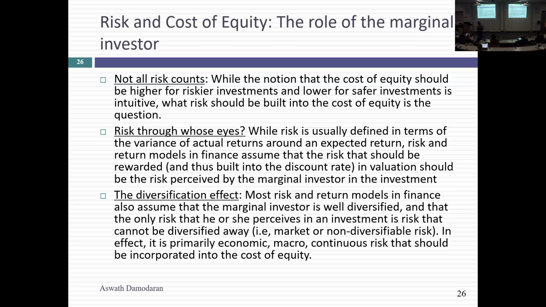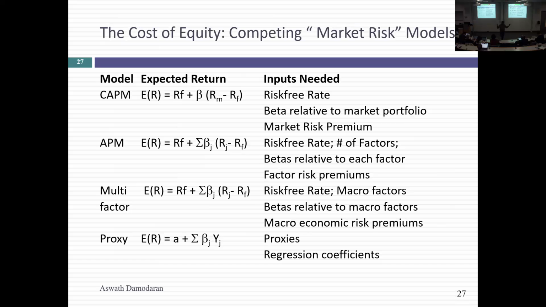Risk through whose eyes. And finally, we will talk about the diversification effect, because it is lurking in the background in every risk and return model in finance. I've listed out at least four generic versions: the CAPM, the original risk and return model, risk-free rate plus beta times equity risk premium. And then you've got the arbitrage pricing model. You have multiple betas and multiple factors, usually unspecified. More generically, a multi-factor model, or even what Fama and French came up with, called proxy models. Tell me your market cap, tell me your price to book ratio, I'll give you a cost of equity. They're all built on the premise that investors are diversified.